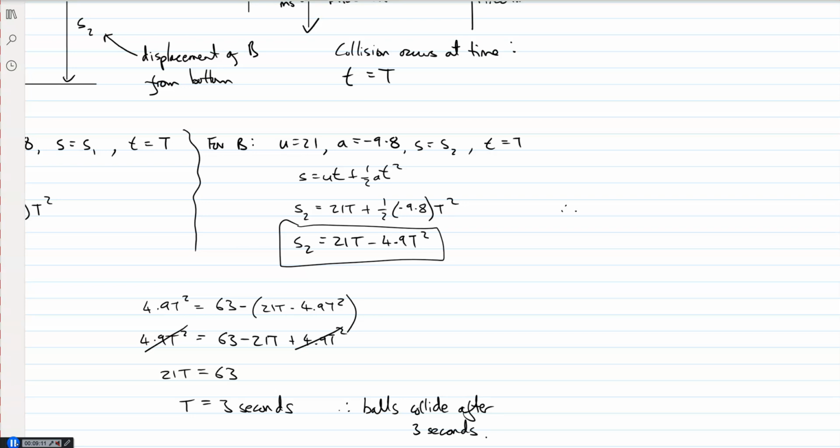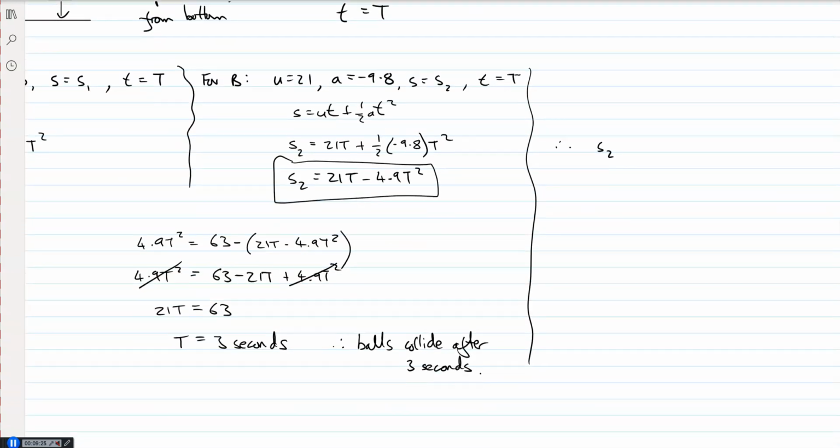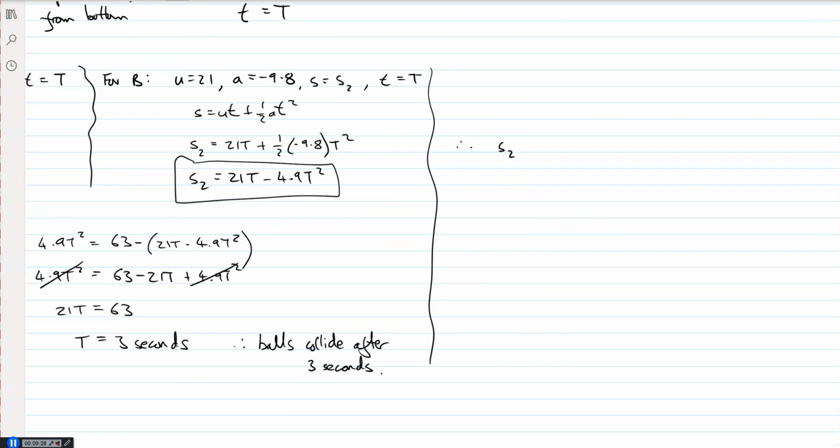And therefore our S2, which is the distance from the bottom of the tower where they collide, remember the displacement from the bottom in our question, that's what we label S2 as. It's 21T minus 4.9 T squared, and we now know that T is 3, so we can just throw T equals 3 into there. So S2 will be 21 times 3 minus 4.9 times 3 squared, which should be 63 minus, this is 9 times 4.9, which is 44.1. So we get 18.9 meters.